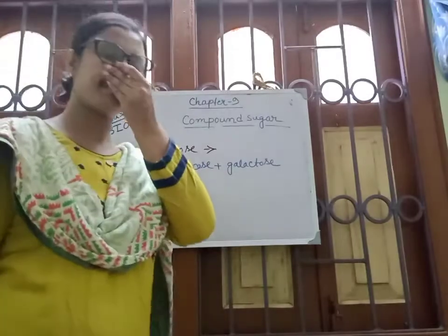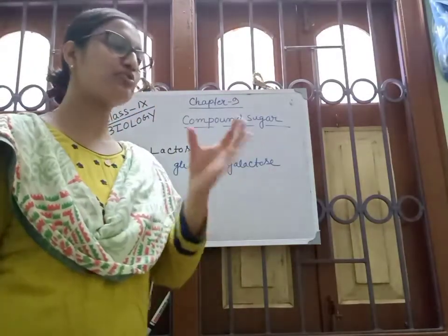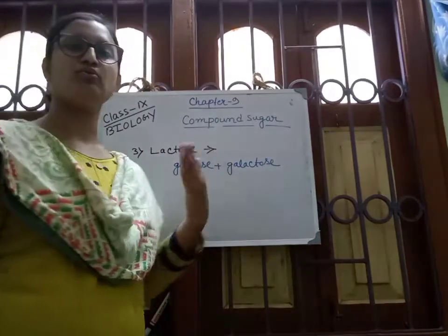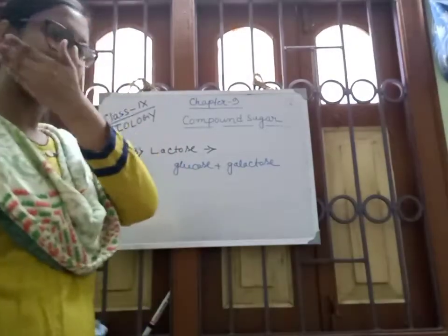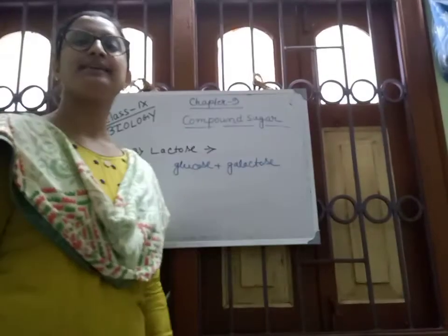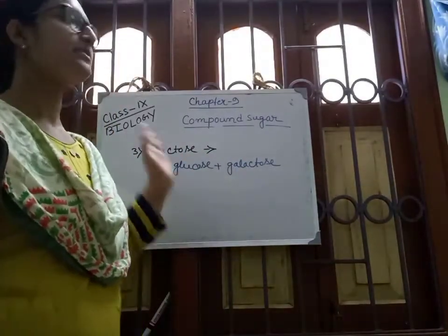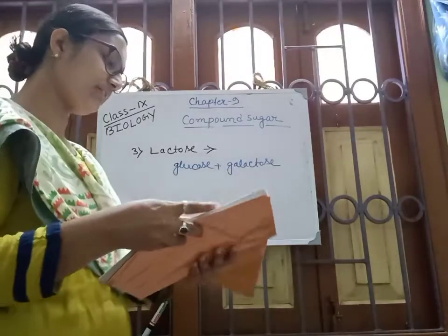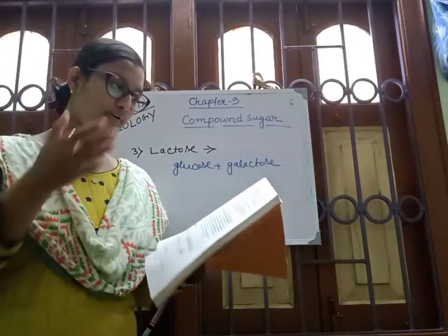These are the three disaccharides given in your book, and the combination of each is important. Lactose is made up of glucose plus galactose. Sucrose, lactose and maltose are the compound sugars.